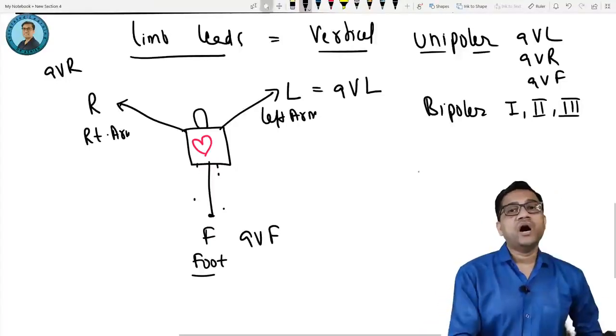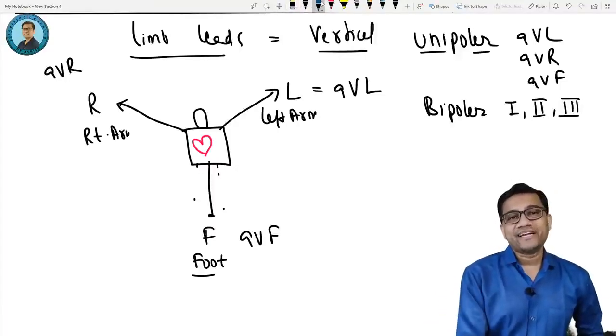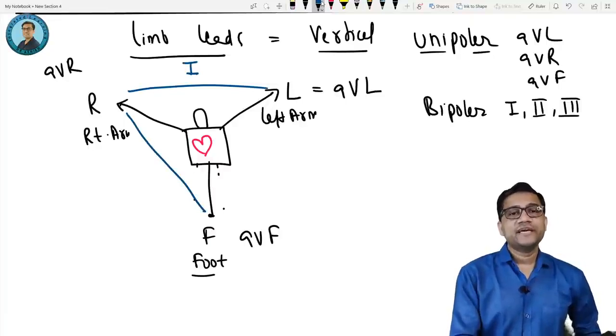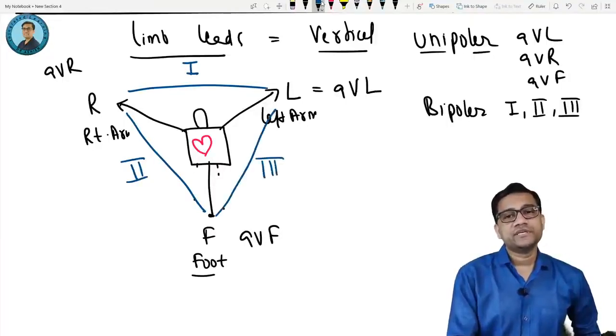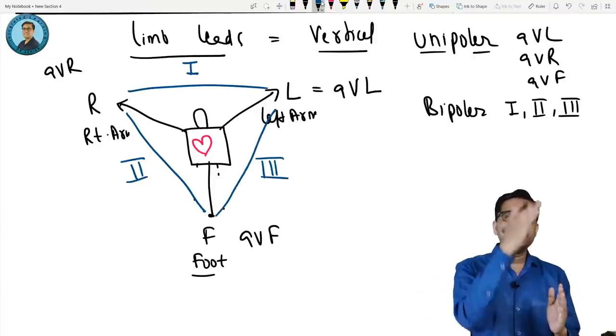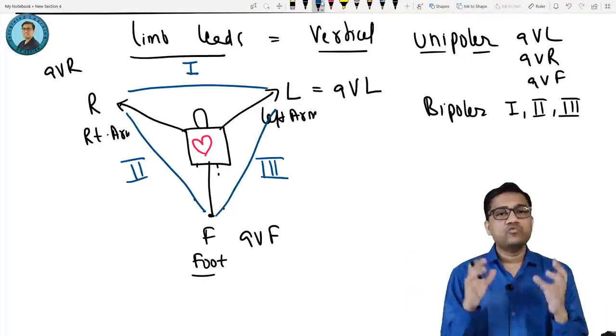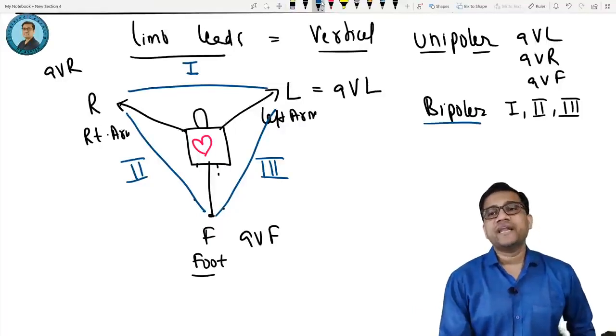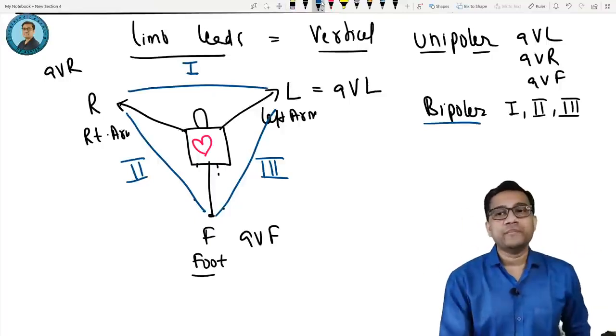Now we'll see how you connect. If I connect these two limbs, this is lead one. If I connect these, it is lead number two. And if I connect this, this is lead number three. So now you can see all the leads, 1, 2, 3. Are you clear now? So bipolar means it is connecting two limbs. Bipolar means two limbs.